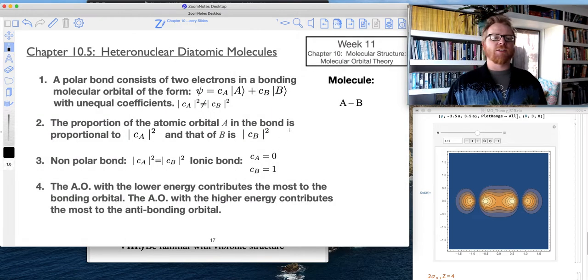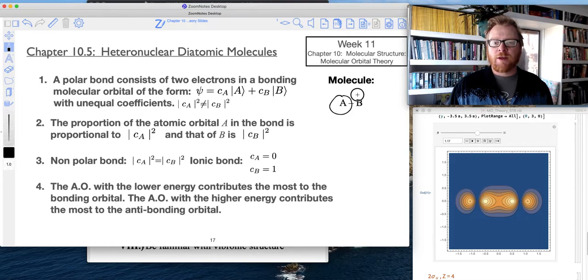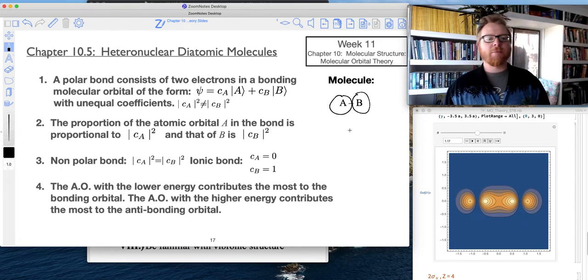So let's get into heteronuclear diatoms. Okay, and so this is going to give us the quantum mechanical description of a polar bond. So a polar bond consists of 2 electrons in bonding molecular orbitals of the form psi equals some contribution of atom A plus some contribution of atom B, right? So here our simple molecule is the molecule AB, right? We're just doing this generic, okay?